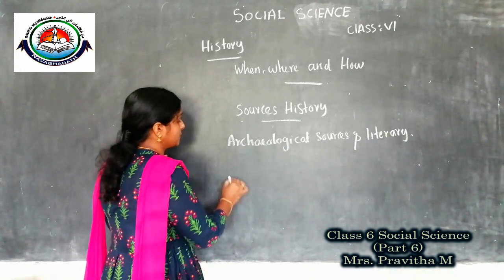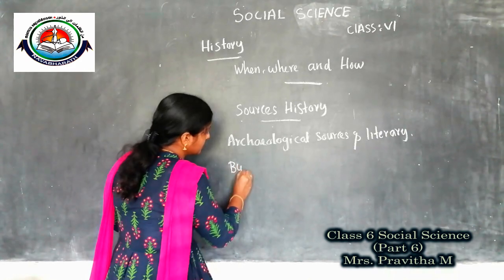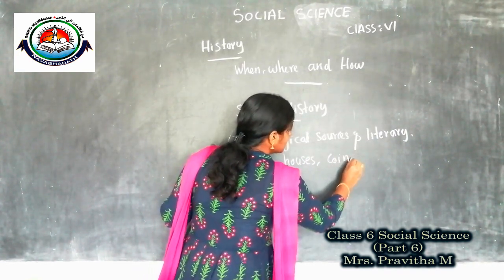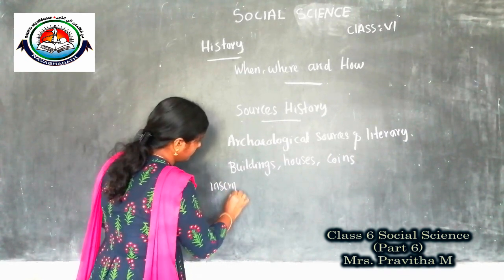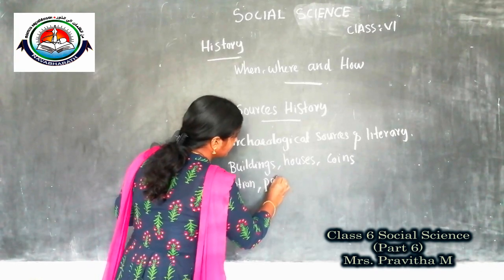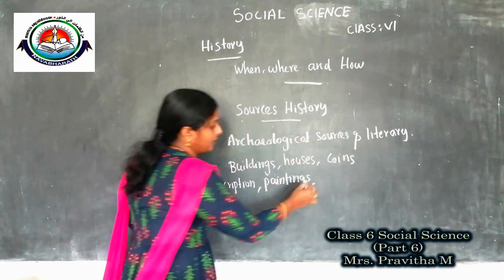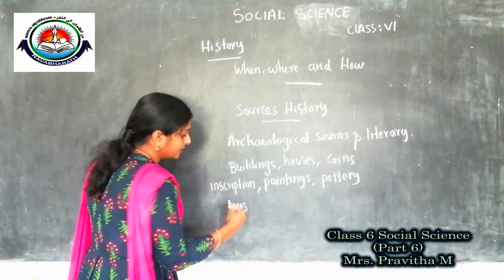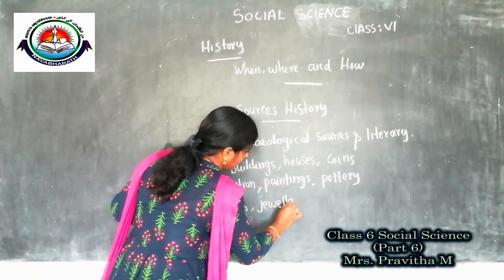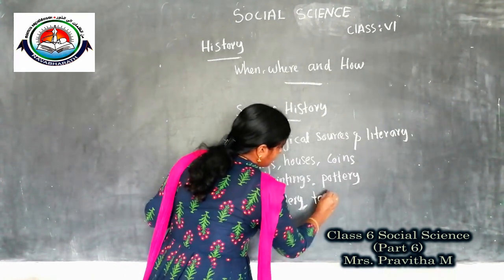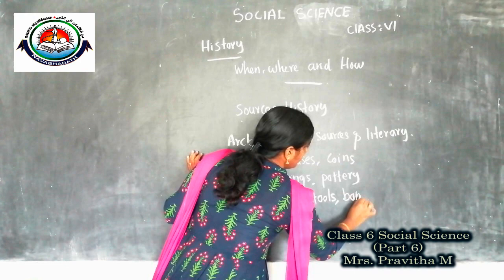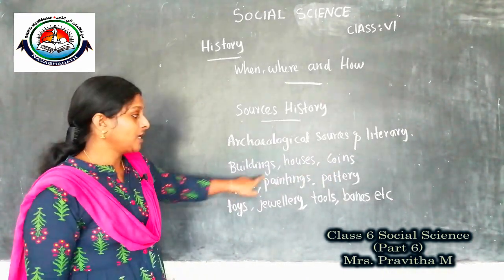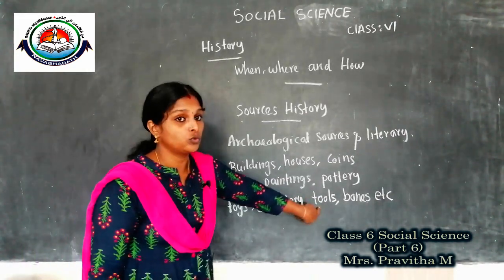Archaeological sources include buildings, houses, coins, inscriptions, paintings, pottery work done by the ancient people, toys used by the early people, jewelry, tools used by our ancestors, bones, etc. So archaeological sources include buildings, houses, coins, inscriptions, paintings, pottery, toys, jewelry, tools, bones, etc.